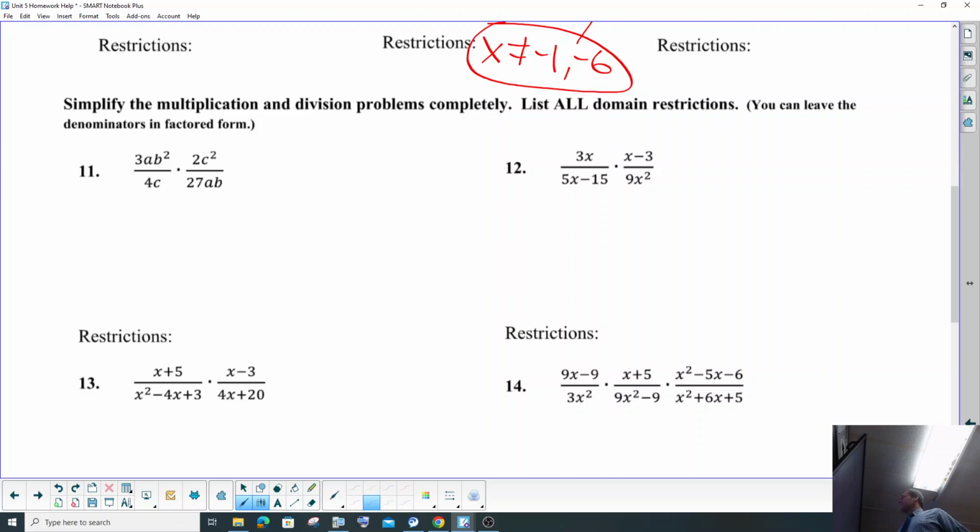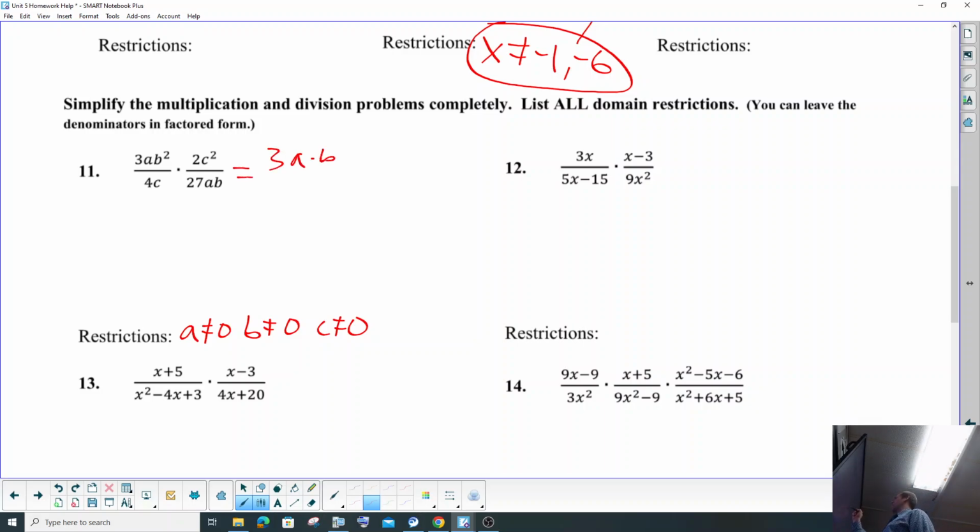All right. So then, let's see here. So again, if you have single letters just next to numbers, then 0 is the only problem there. So A can't equal 0, B can't equal 0, and C can't equal 0. So those are restrictions. List all domain restrictions. You can leave the denominators in factored form. Okay, so I would just write all that out, right? That would be so easy if you just wrote it all out.